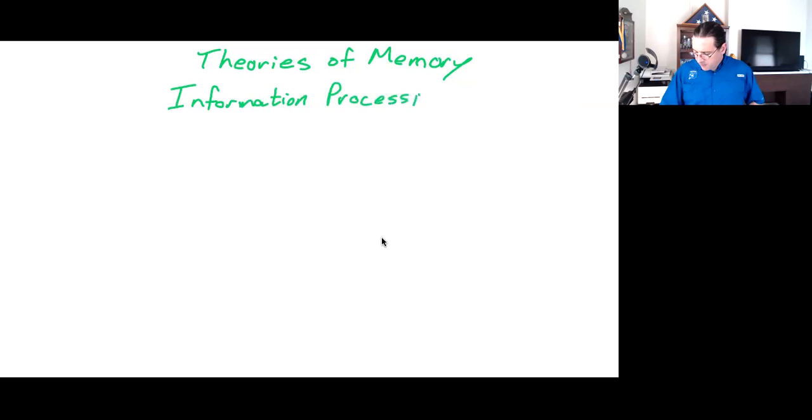Okay, so information processing: how we take information in from the world around us and then decide what's important, and then we rehearse that, and then we put that into a long-term memory within our brain. There's not really one specific area of the brain where this occurs, because it uses all of our brain. Remember that 10% rule? I think we debunked that. We use more than 10% of our brain. We use all of our brain.